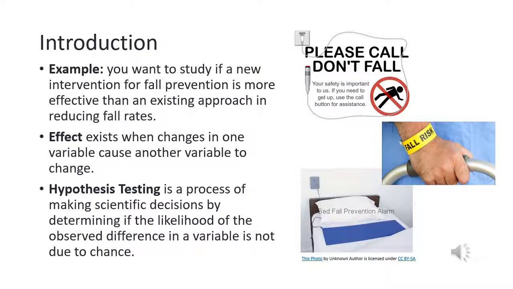So let's start with an example. Suppose you have a study where you're going to try a new intervention to prevent falls and see if it's more effective than your existing approach in reducing fall rates. So the effect is what exists when changes in one variable cause another variable to change. And hypothesis testing is the process where you use scientific decision making to determine if the likelihood of the difference in a variable is not due to chance.